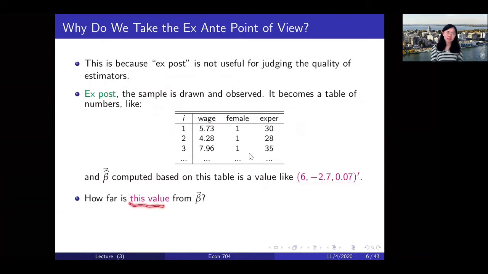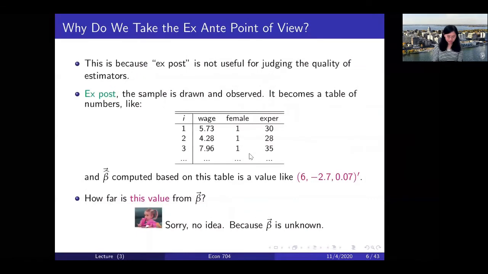But how far is this numerical value from the true value of the parameter that you want to estimate? Well, you have no idea, because this is a fixed value and that is a fixed value that is unknown. So you have no idea how far this is from the true value. So ex post, you're comparing a fixed numerical value with something unknown. You have no idea how far they are from each other, and that is not a very useful point of view to evaluate how good an estimator is.